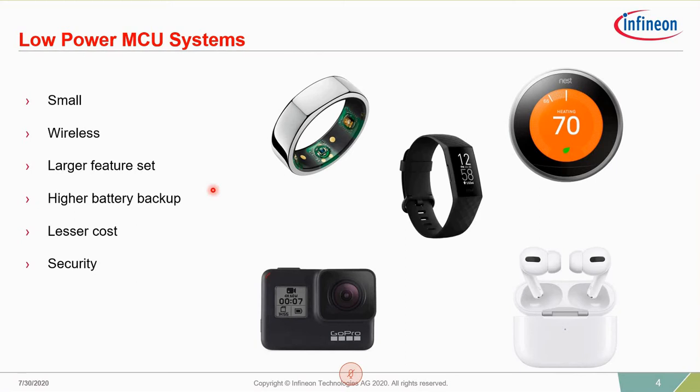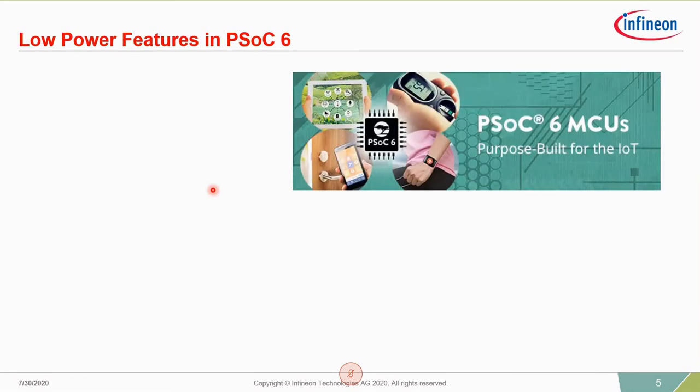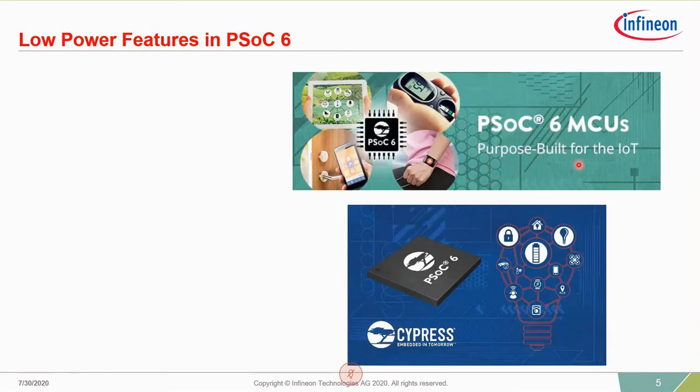Here is where PSOC6 comes in. PSOC6 tries to eliminate the trade-offs between power and performance. If you go to the PSOC6 product homepage, you'll find these images with the tagline, "Purpose built for the IoT." PSOC6 is designed for low power. It tries to bridge the gap between expensive, power-hungry application processors and low-performance MCUs. It achieves low power with almost no significant sacrifice in performance.